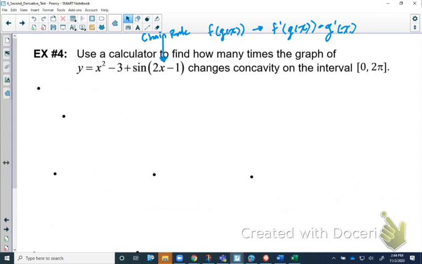So when we look at just the sine of 2x minus 1, if I want to take the derivative of that, well, the derivative of sine is cosine. So I have cosine of 2x minus 1. That's the derivative of the whole thing.